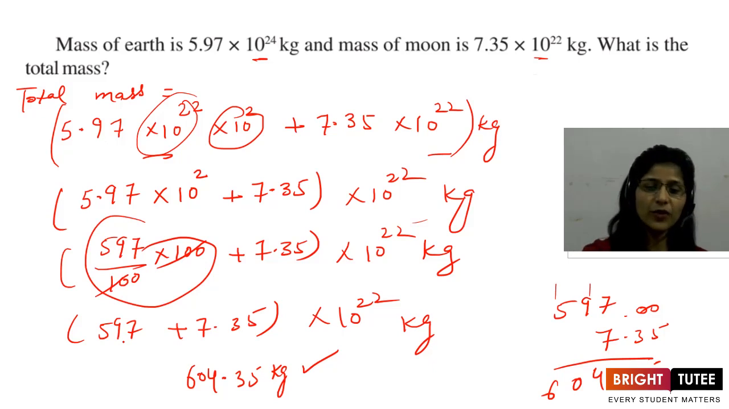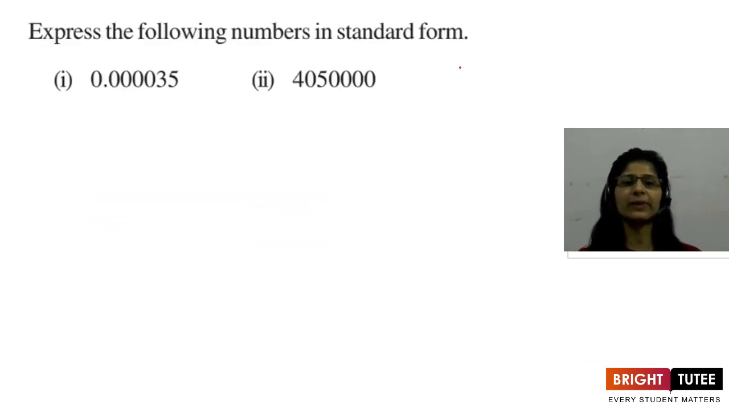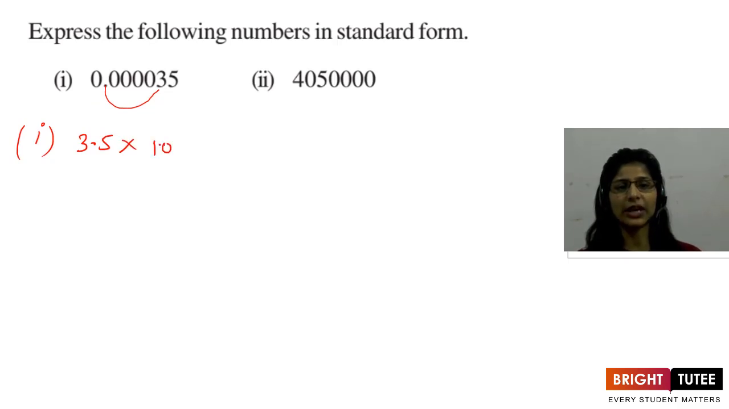Okay, moving ahead, here we have to express the number in standard form. So after how many places? After 3 we have to write the decimal. So we'll write 3.5 into 10 to the power. First thing, which side are we moving? Right side. So positive or negative sign? Negative sign will come. How many places are we shifting? 1, 2, 3, 4, 5. Minus 5 will come up.